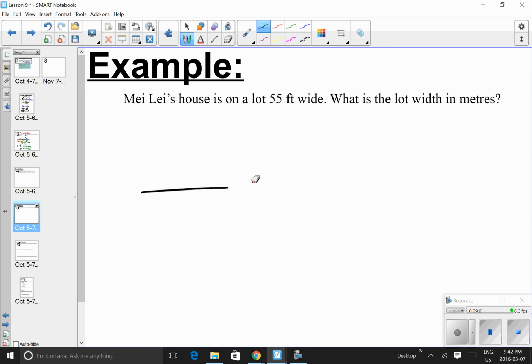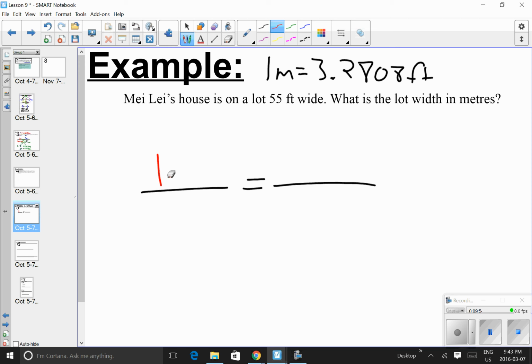So again, I'm going to set up my proportion. First I need to look on my formula sheet and find something that uses feet and meters. I have on my formula sheet that 1 meter equals 3.2808 feet.